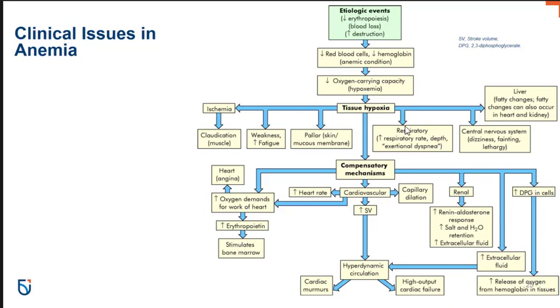In terms of effects on the respiratory system, you're going to have this increased respiratory rate and depth, and when somebody is exerting themselves, they will oftentimes have shortness of breath as their body is trying to compensate for this state of tissue hypoxia. Pallor, or skin and mucous membrane changes, where they take on this unhealthy pale appearance. Weakness and fatigue. If muscles are not getting enough oxygen, it can lead to cramping of the muscles, which is called claudication. We introduced some of our compensatory mechanisms already. We talked about how an increase in heart rate will occur and capillary dilation can occur.